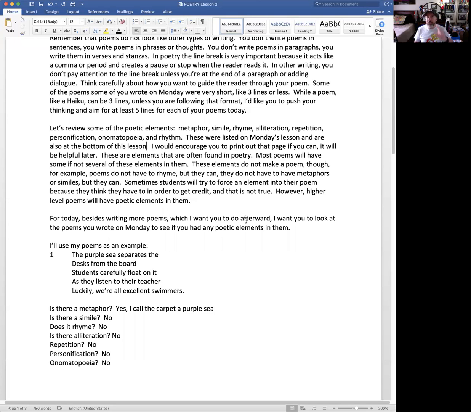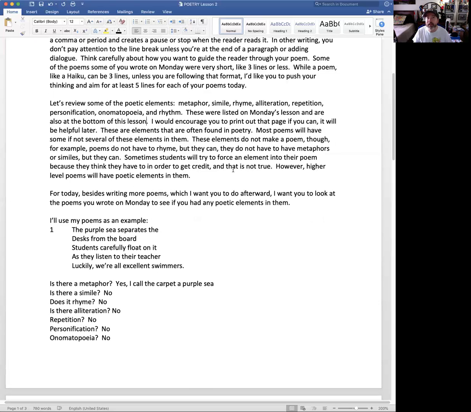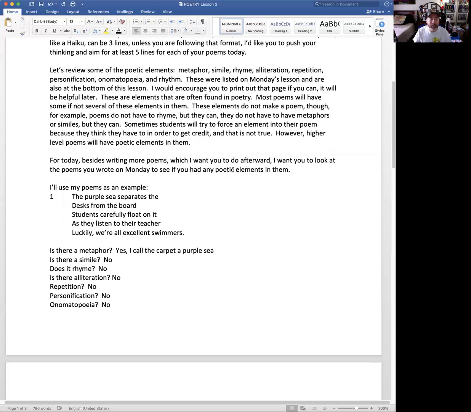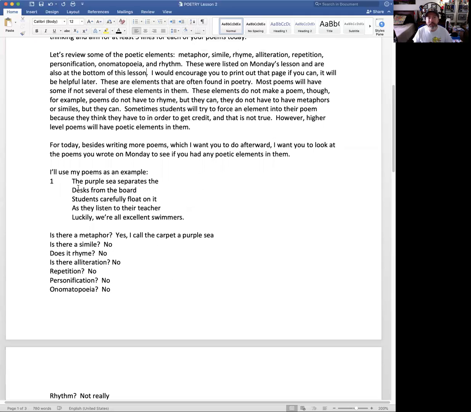So before you start writing 3 to 5 more poems, which I want you to do today, what I want you to do is pull out those poems again from Monday, right? And we're going to look at them to see if you already put any poetic elements in them. Let's look at my examples. I'm just going to use 2 of them. So here's one of the first ones.